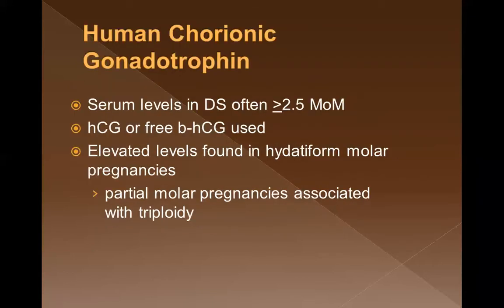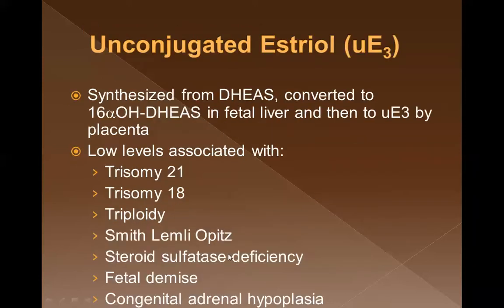Other screening tests: maternal screening test and human chorionic gonadotrophin, HCG. Serum level will often be more than 2.5 multiples, a specific level they measure by. HCG or free beta HCG will be used, and elevated levels are found in hydatidiform mole pregnancy, and partial molar pregnancy associated with triploidy. Unconjugated estriol, whose symbol is E3, is synthesized from dihydroepiandrosterone converted to 16-OH dihydroepiandrosterone sulfate in the fetal liver and then to estriol by the placenta.